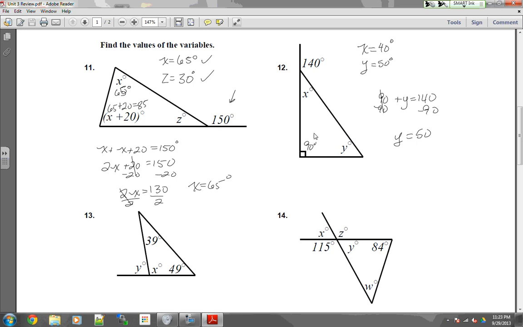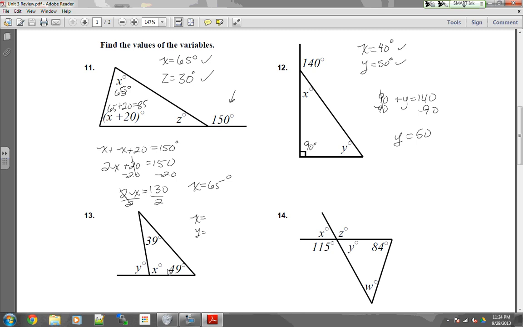Check marks. All right, now we're down to number 13. We're going to find x and y here as well. Now we know that y is the sum of its two remote interior angles. So y is going to equal the 39 degrees plus the 49 degrees.